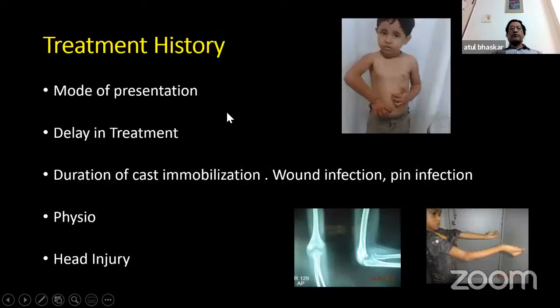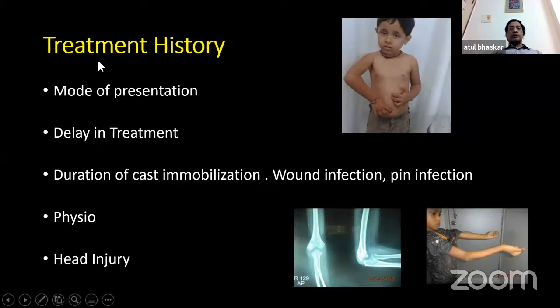One should also inquire about the history of treatment for the child. What is the mode of presentation? What treatment had the child taken, whether he had taken any treatment on time, whether there was any delay in the treatment of either an infection or a fracture. If there was an injury, whether there was cast immobilization, potential wound infection, pin-tract infections when wires were inserted, the role of physiotherapy, which I'll touch upon later as well, and whether there was any concomitant head injury in the presence of a stiff elbow.